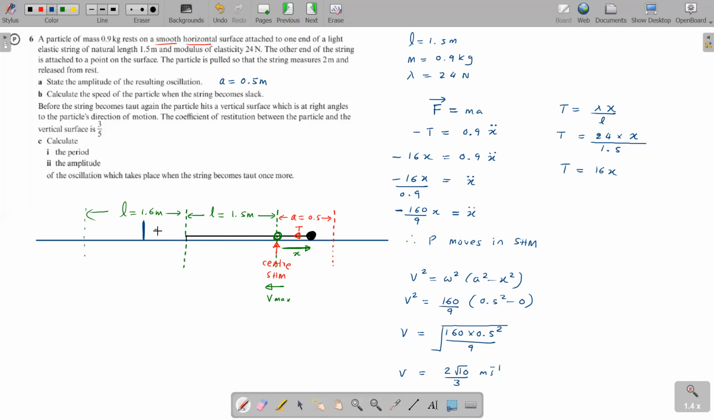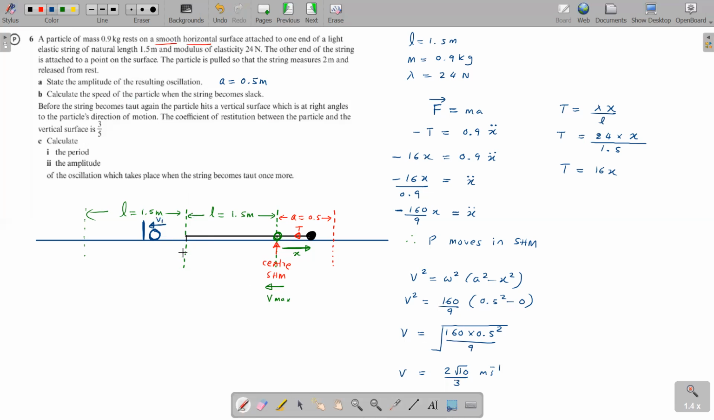Okay, so the particle comes and it will hit this wall, right? It will hit the wall at what speed? It will hit the wall at the Vmax speed, right? Oh yeah, the natural length is 1.5. So what is the speed that it hits the wall? The speed that we found here is 2 root 10 over 3, right? So let's say that is V1.